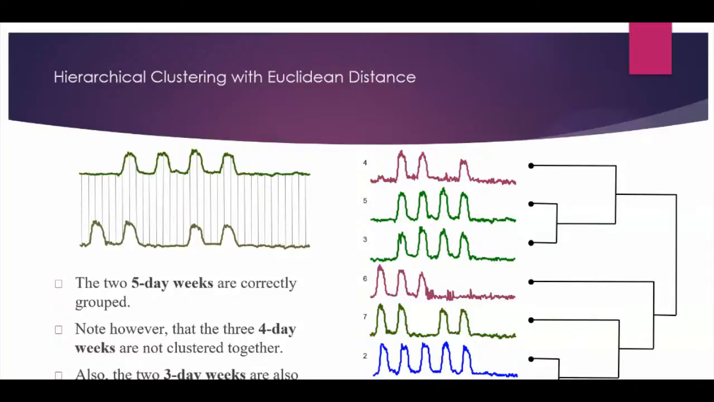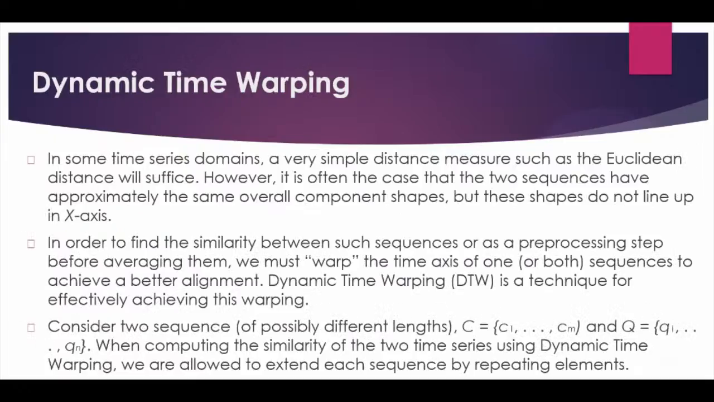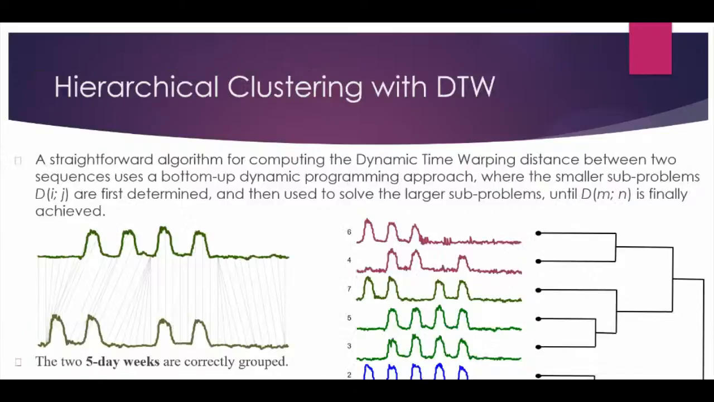But when we use dynamic time warping and again do the same thing, hierarchical clustering, you can see we get very good clusters. So this is one way. We have used dynamic time warping, then clustered the signals, and now we are getting very good clusters. This was the COVID-19 analysis.